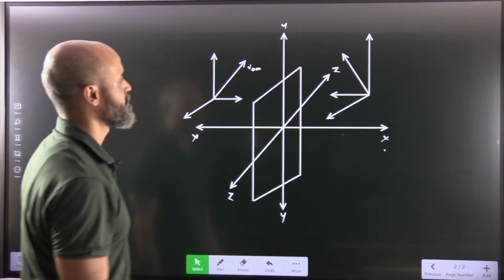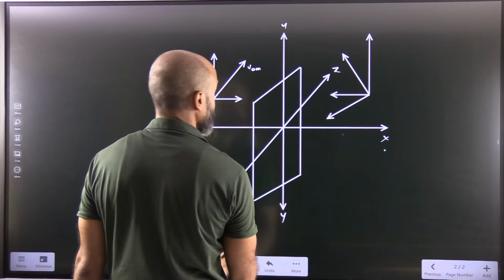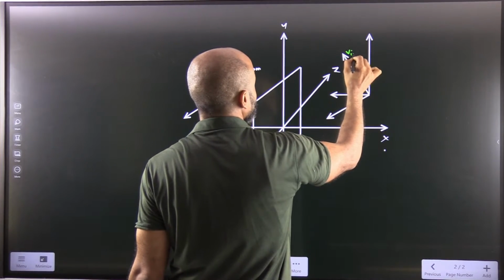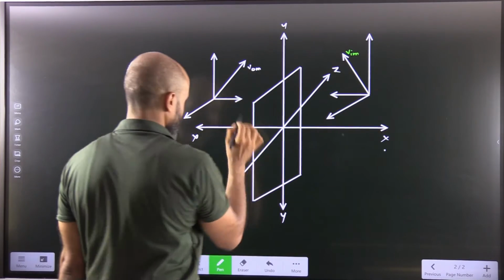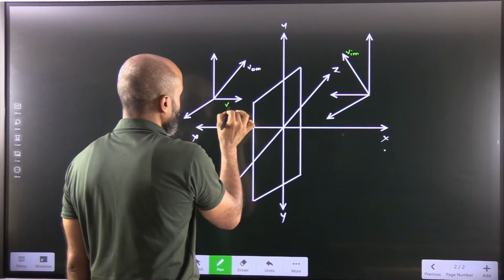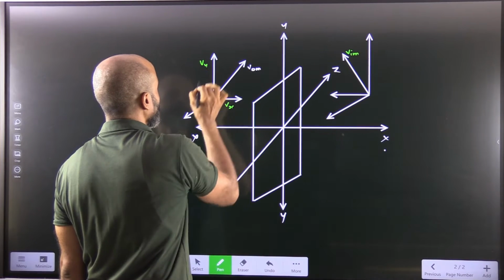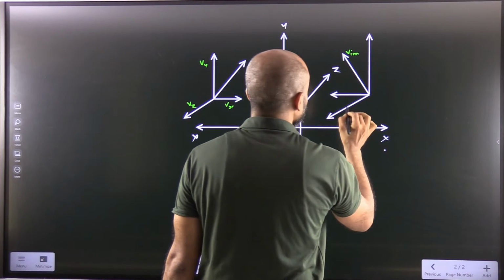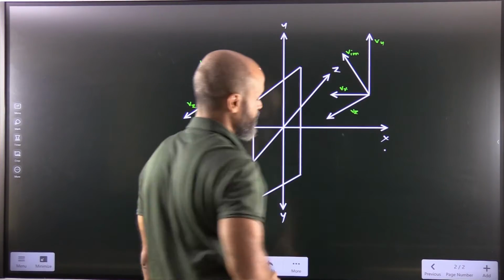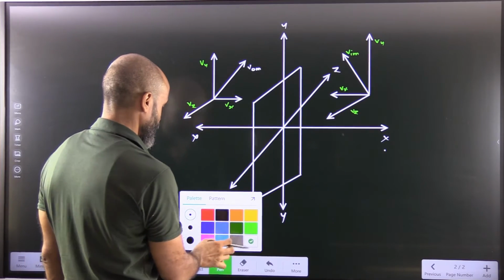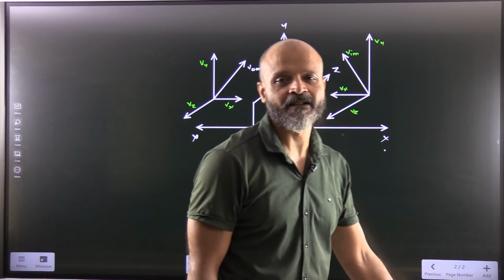So let's look at this now. If I happen to calculate, let's say this is the velocity of the image with respect to the mirror. Let's say this is the velocity along the x-axis, velocity along the y-axis, and velocity along the z-axis. So these are basically the different factors here.